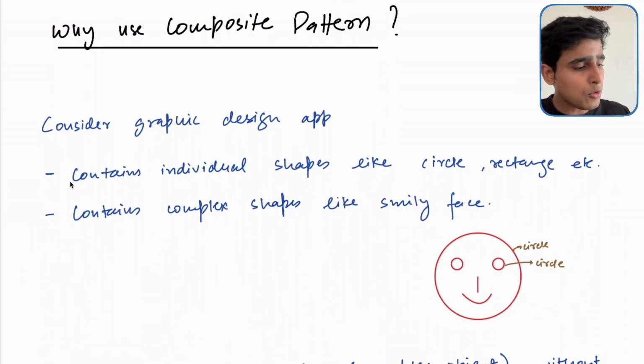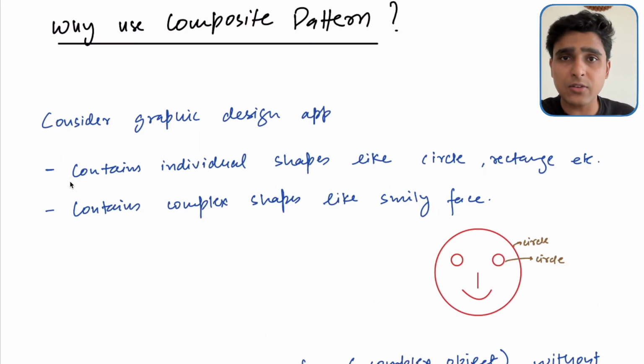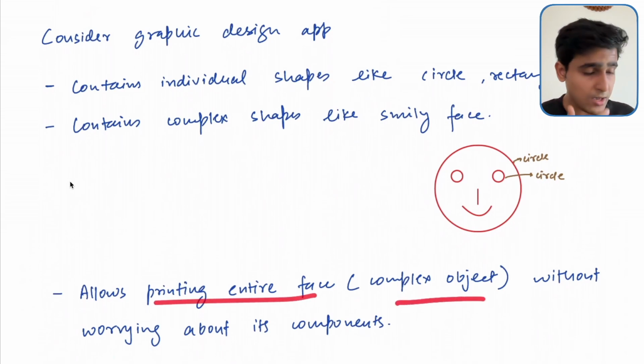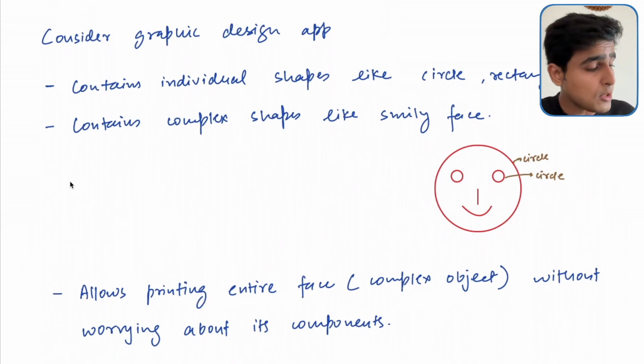Anything could be here. So this smiley shape is a complex object which in turn contains individual as well as other complex objects. For these types of systems, for these types of designs, composite pattern can help us. How? Consider an example where you have to display this smiley face. Do you want to display all of these individual objects separately, or do you want to just display the smiley object and it in turn displays these individual objects? This is where composite pattern helps us. It allows printing the entire face, which in this case is a complex object, without worrying about its components.